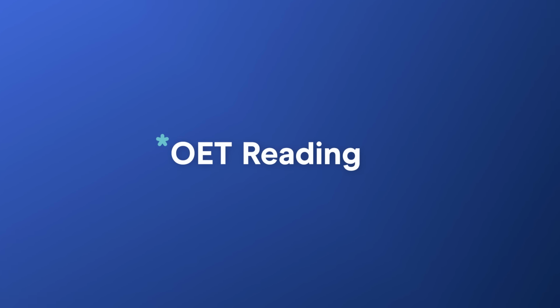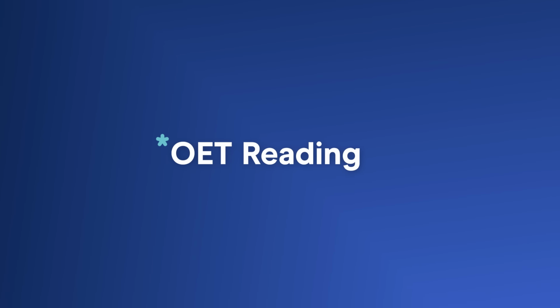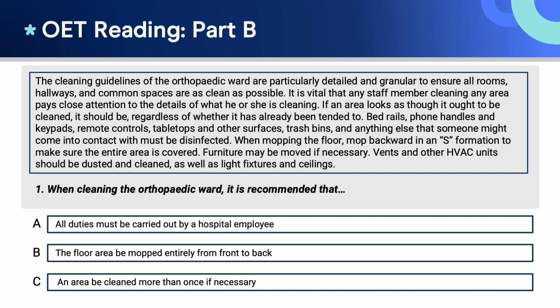Let's now look at one of the biggest OET reading mistakes. In OET reading, a huge mistake candidates make is word spotting. They see the word in the text, then they see it in the answers and select it because they think it must be close enough. Wrong. Let me explain. So here's a reading part B question.